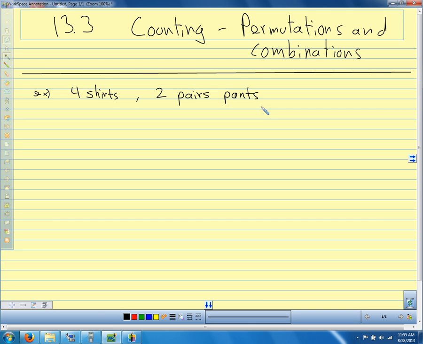Multiply 4 times 2. Okay? Well, I was thinking you have to multiply 4 times 4 and 2 times 2 and add it. No, I think you're thinking of something else. Maybe that's what we're getting to. So to figure out how many outfits we have, we multiply 4 by 2. For each shirt, I can wear 2 pairs of pants. So I can make 4 times 2, or 8 outfits.